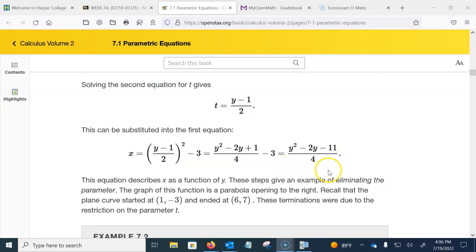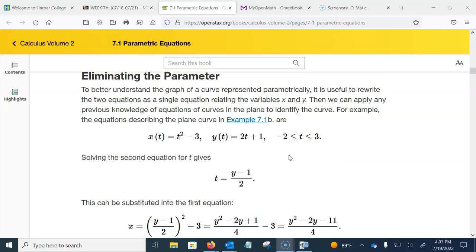So here I've got an equation that relates x in terms of y. So I've got a relation there, and it's going to be a parabola that opens to the right because of the positive coefficient on y squared. So here I've got a relation. It's not a function, but that's okay.